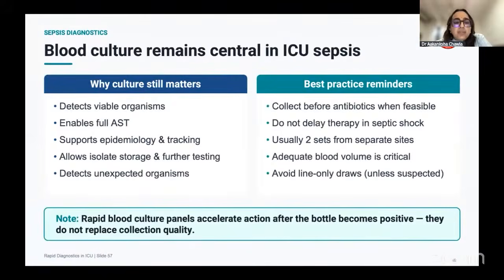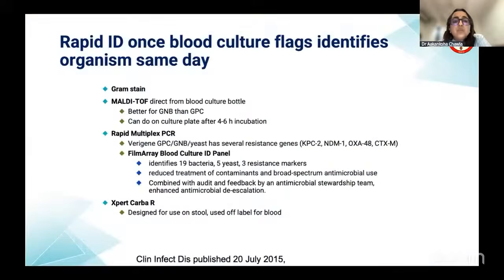So, blood culture remains central in ICU sepsis, and rapid blood culture panels accelerate action after the bottle becomes positive. This is important. They do not replace the collection quality. So once the blood culture flags positive, the organism can be identified on the same day by a gram stain, by MALDI-TOF, like we just discussed, rapid multiplex PCR, FilmArray blood culture ID panel, and Xpert Carba-R, which was initially designed for stool, but there is some off-label use for blood as well.